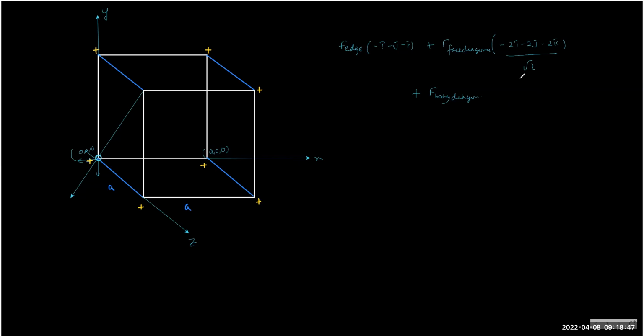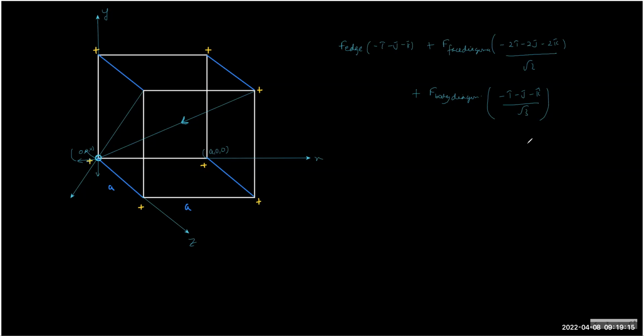So for the body diagonal, the vector will be, you can draw a line like this. And this vector is easy to write. So what is this vector? Sir, minus i minus j minus k. Correct. Minus i minus j minus k upon root 3. Yes, sir.